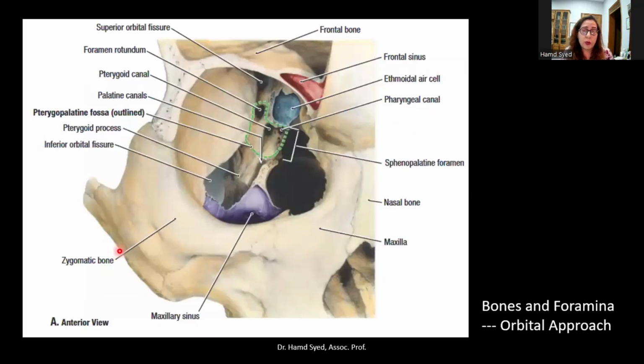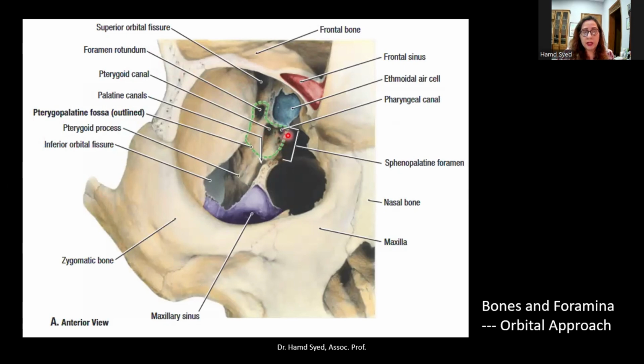We are looking at the pterygopalatine fossa now from a different approach, which is the frontal approach through the region of the orbit. And here, if we look at this area, which is outlined by the green dotted line, this represents the pterygopalatine fossa. And over here, now we can see that in its posterior wall, the highest opening is the foramen rotundum. And then below that, we can also see the openings, which are the pharyngeal canal and the pterygoid canal.